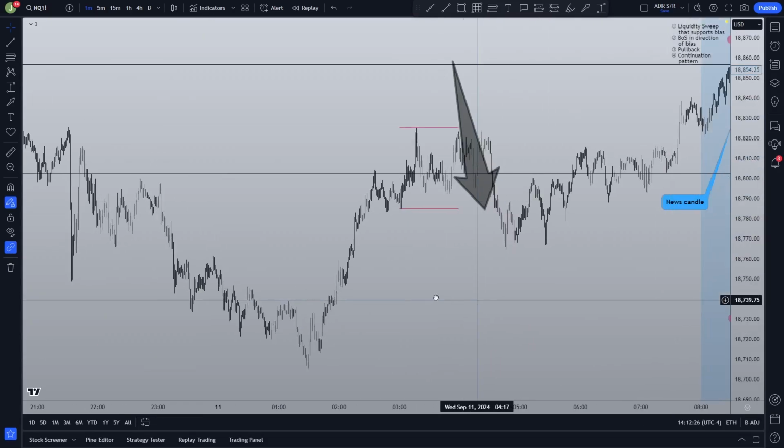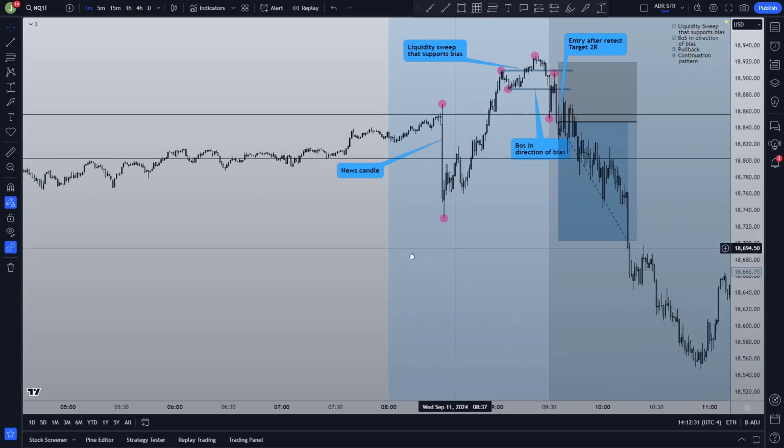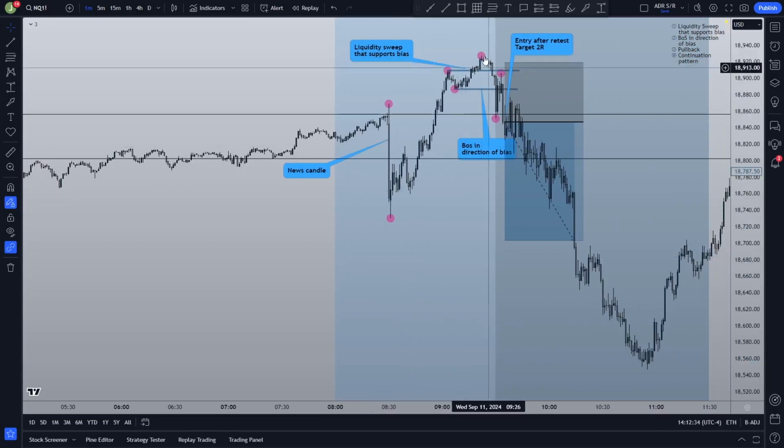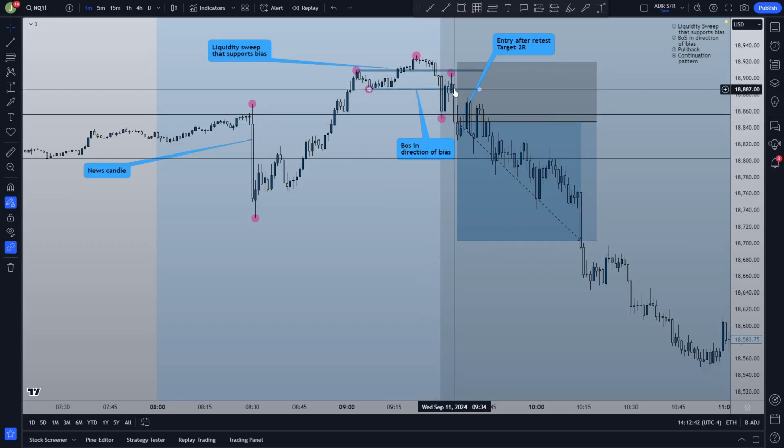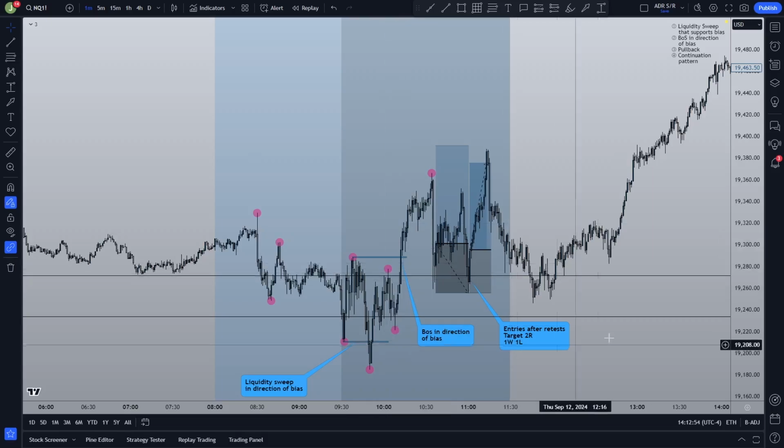As we get to the next day, we have another bearish bias, followed by a news candle, a little bit of bullish market structure to start off the day, which quickly turns into our liquidity sweep supporting our bias. We get our break of structure, and then we get our giant engulfing candle after the retest for our entry for 2R. We get another 2 entries on this day, 1 win, 1 loss.